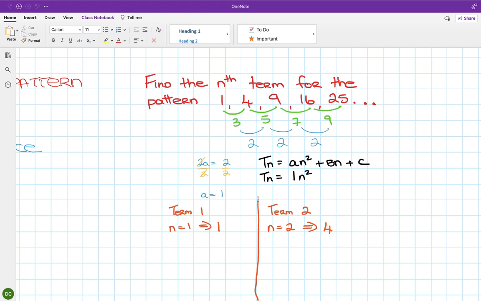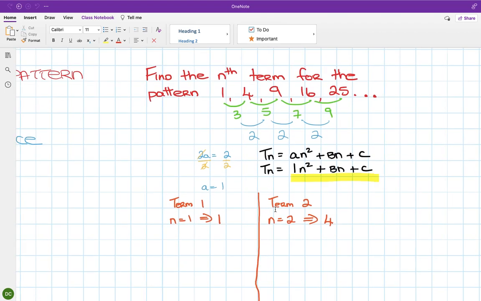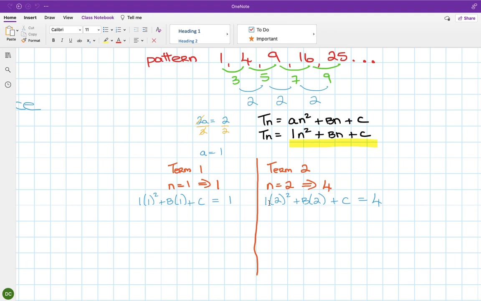So I'm going to use this equation here. Okay, that equation there. And I'm going to come down and sub in down here. So it's 1 bracket 1 squared plus b times 1 plus c, and that equals 1. And on this side, 1 times 2 squared plus b times 2 plus c, and that equals 4. So that's subbing in the 1 and the answer, and subbing in the 2 and the answer.